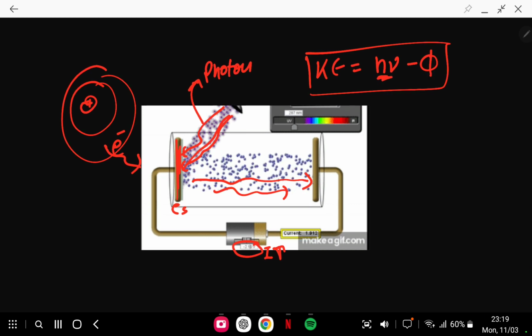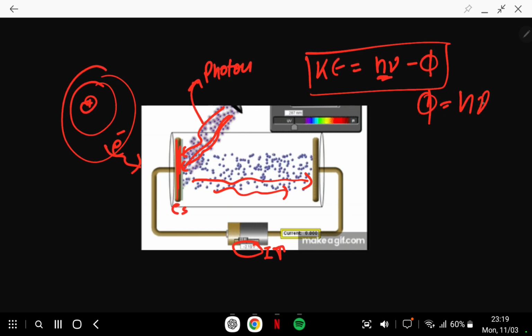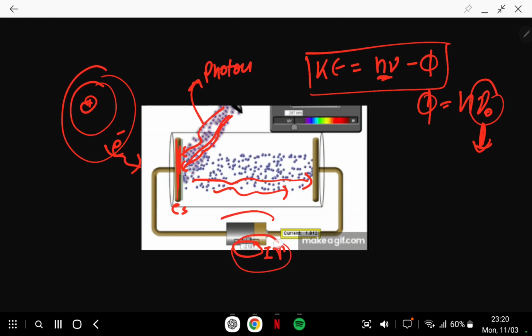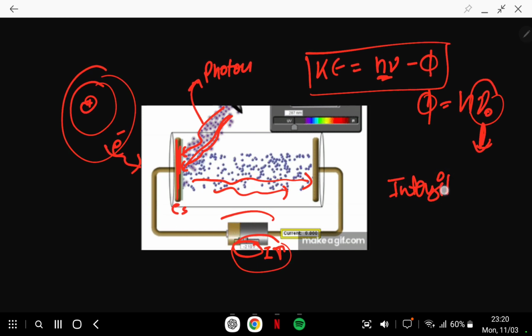And what is this phi? It is the threshold energy, related to the threshold frequency. Phi is equal to h nu naught. This is the threshold frequency. What this means is whatever light we are shining should have a minimum threshold frequency to eject the electrons, to complete the circuit, and to have a net current. And it does not depend on intensity. We have to remember this. It does not depend on intensity.